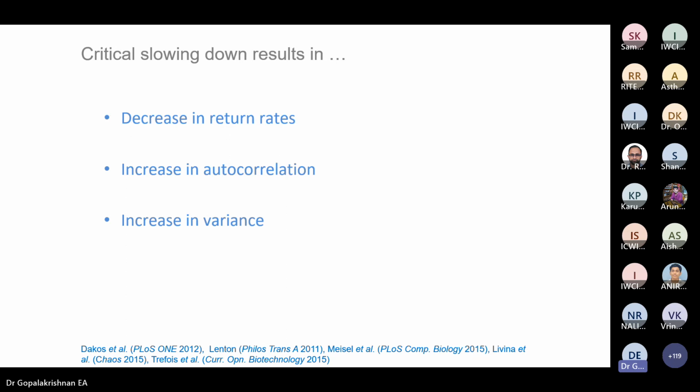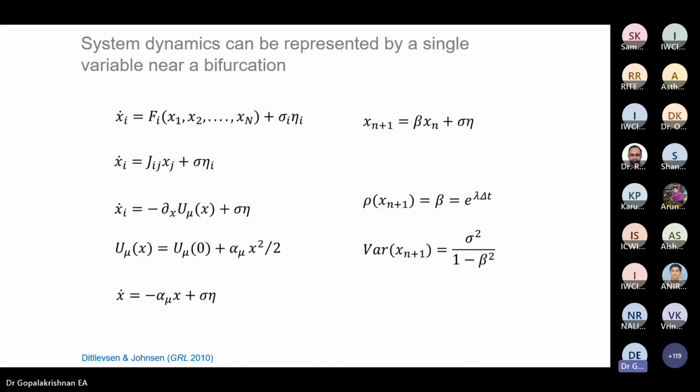So there is an increase in autocorrelation and there is an increase in variance, because your fluctuations are not dying down fast. Because the fluctuations are not dying down fast, your variance also increases. So critical slowing down typically results in a decrease in the return rate, an increase in the autocorrelation, and an increase in the variance.